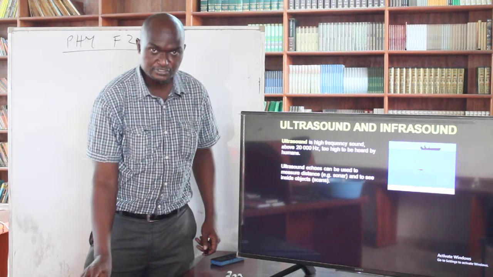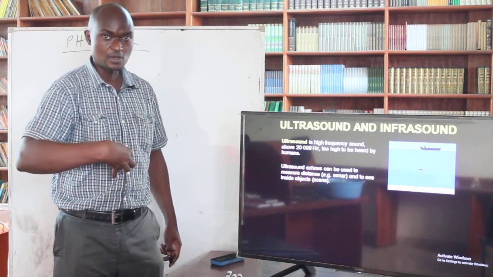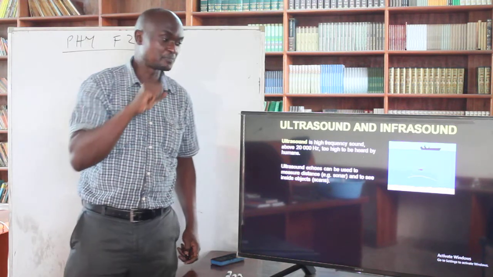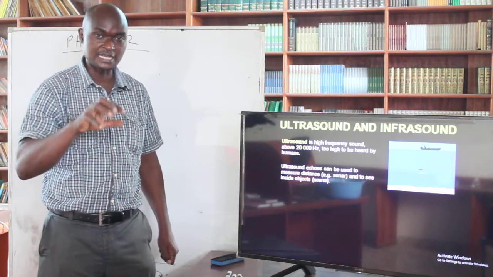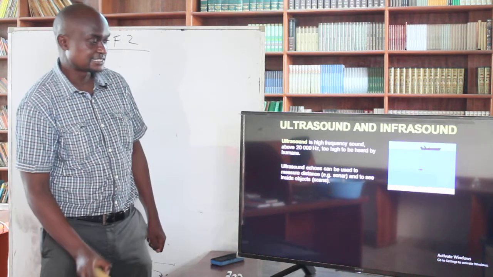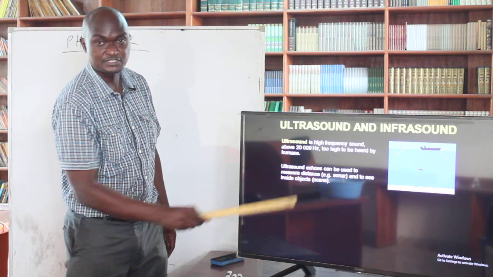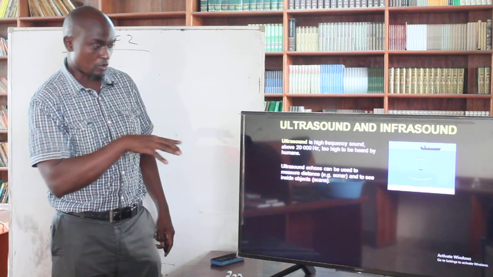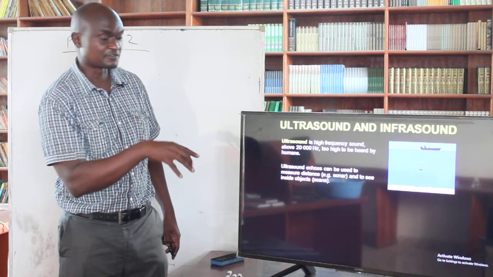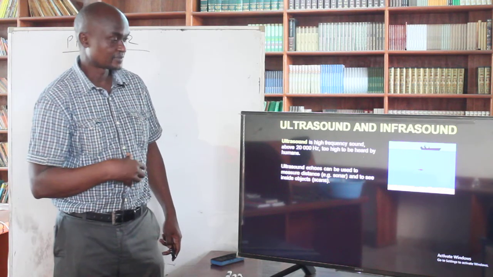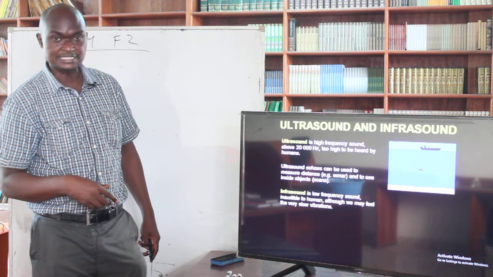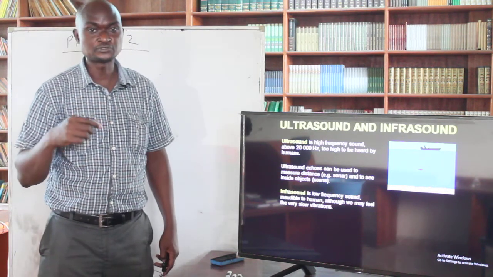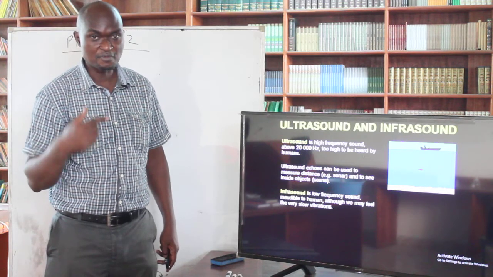Scanning can be used to detect what is inside a body without doing any surgery. X-rays, like we saw in our previous topic, can be used to detect the presence of hard solids like bones. But scans like this can be used to detect the presence of soft tissue, for example, growth of cancer cells, or more often than not, the presence of a fetus in the womb. That is ultrasound.